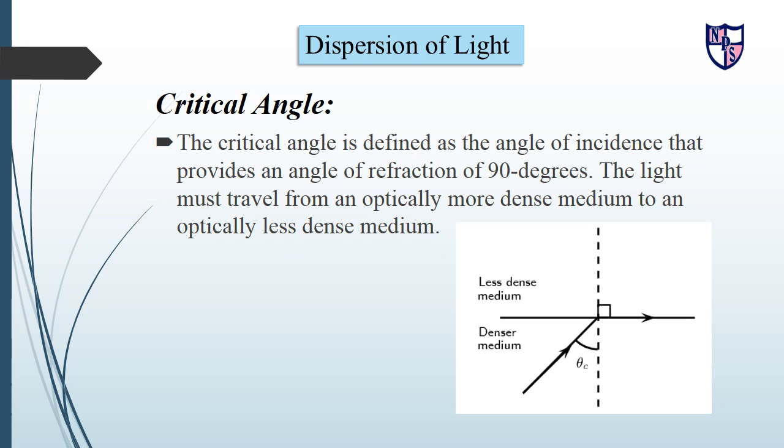What is critical angle? The critical angle is defined as the angle of incidence that provides an angle of refraction of 90 degrees. The light must travel from an optically more dense medium to an optically less dense medium.